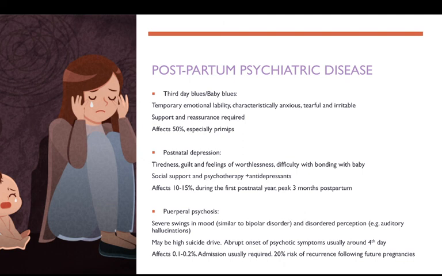And then you've got puerperal psychosis, which is characterized by severe swings in mood. So it's similar to bipolar disorder, and disordered perception. So you get auditory hallucinations. It's a high suicide drive. You get abrupt onset of psychotic symptoms, usually around the fourth day, and it affects 0.1 to 0.2% of women, and they usually require admission to hospital, and it has a 20% risk of recurrence following future pregnancies.